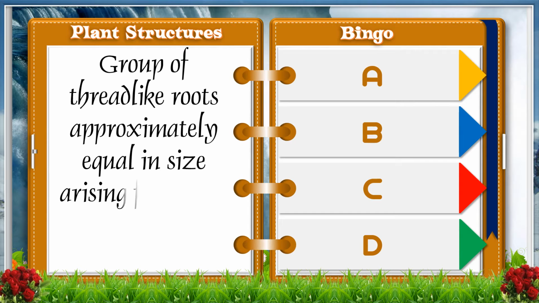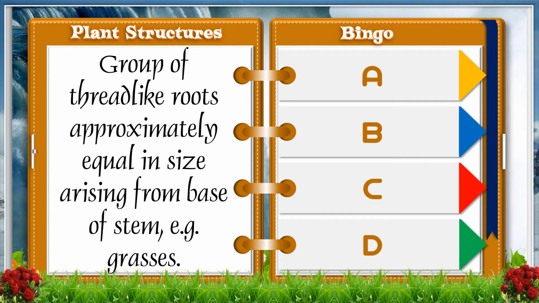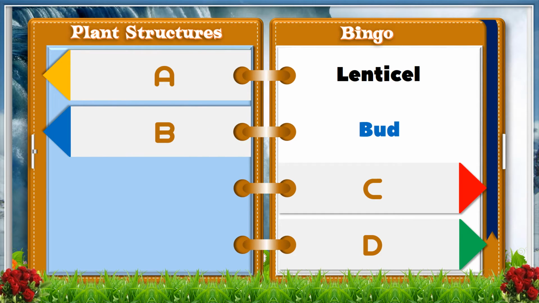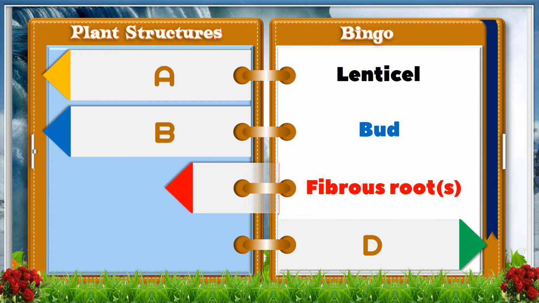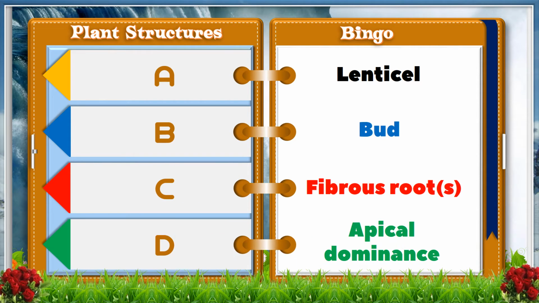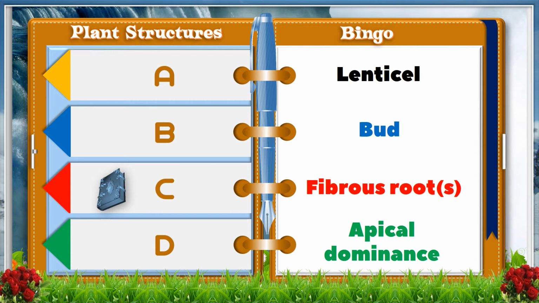Group of thread-like roots approximately equal in size, arising from base of stem. For example, grasses. A. Lenticels. B. Bud. C. Fibrous root. D. Apical dominance. And the answer is C. Fibrous roots.